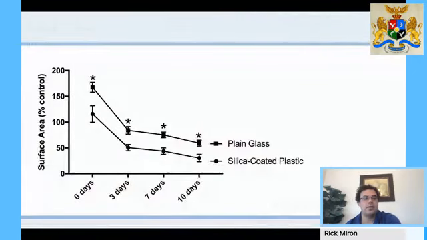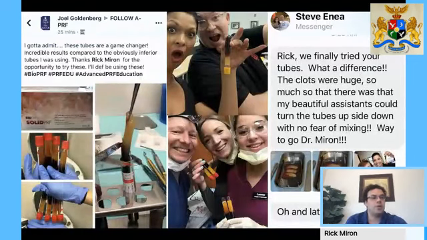I'll go back here. These were just comments that I received from different colleagues. "I got to admit, these tubes are a game changer, incredible results compared to the obviously inferior tubes I was using. Thanks, Rick Miron, for the opportunity to try these. I'll definitely be using these BioPure F." This is an actual speaker for Intraspin who did a lot of work with Intraspin, Steve Venia: "And Rick, we finally tried your tubes. What a difference. The clots were huge, so much that my beautiful assistants could turn them over upside down, no fear of mixing. Way to go."